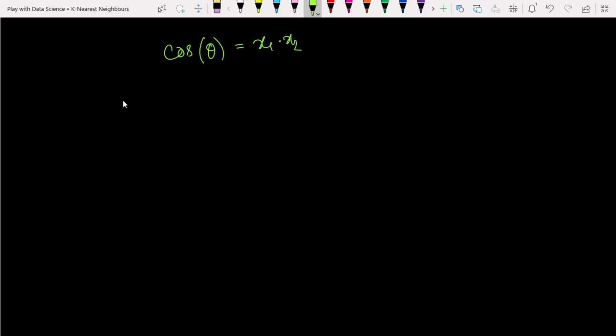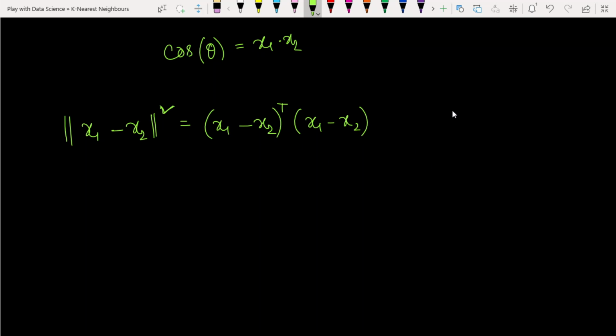Suppose we have taken two vectors x1 and x2. Now we are interested in finding the distance between them, x1 minus x2. Suppose we are interested in calculating its square. In vector notation, square means the multiplication of these two, x1 minus x2 transpose into x1 minus x2. If you see this geometrically, I think it will be clear to all of you.